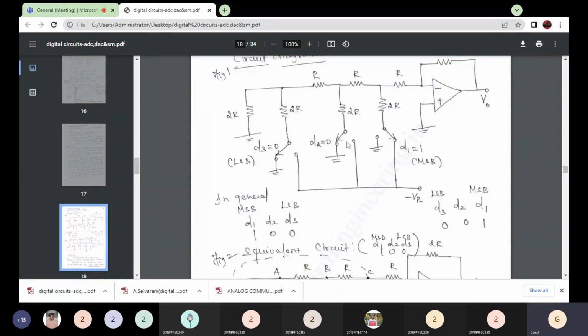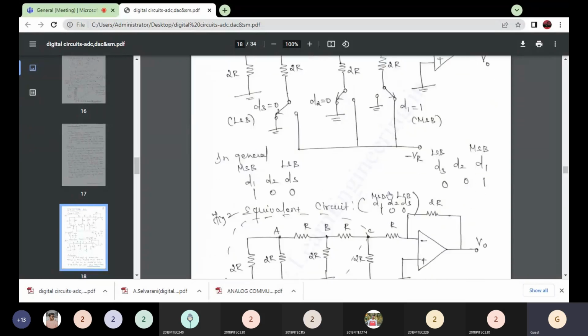So it is 0. So it is connected to ground. It is also connected to 0. So only this switch is connected to the reference voltage. These two switches are connected to ground, right? So just redraw this whole circuit, right? Okay. So that circuit is considered as the equivalent circuit.